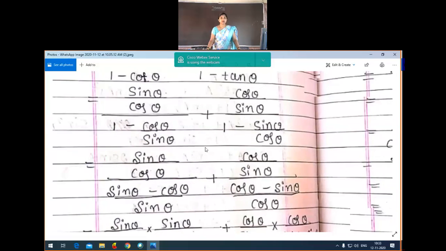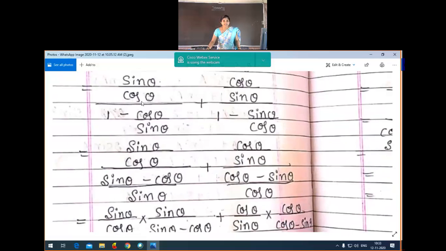Now observe the second step. Sin theta by cos theta as it is, divided by, here we can simplify now, 1 minus cos theta by sin theta. How can we write that? Here 1 is there, 1 into sin theta, LCM is sin theta, then sin theta minus cos theta, plus cos theta by sin theta as it is. Here 1 minus sin theta by cos theta, LCM is cos theta, then cos theta minus sin theta. So this step also you all know. You have got the idea of the second step now.